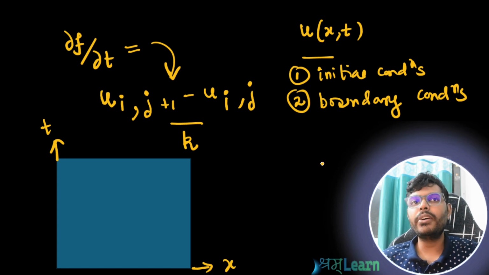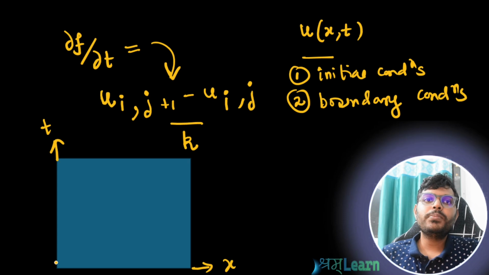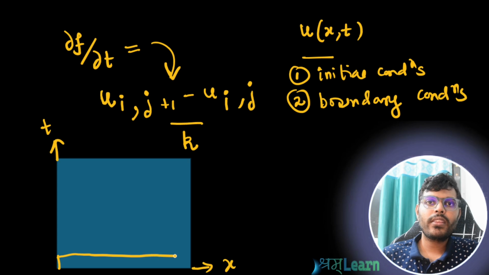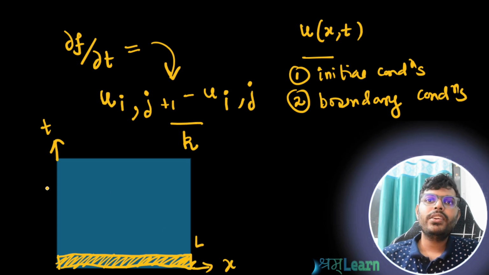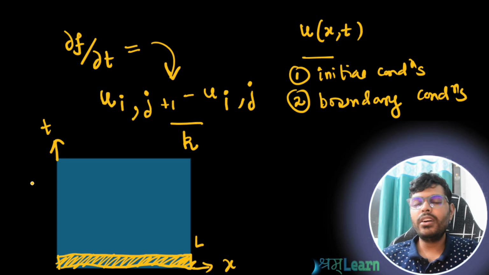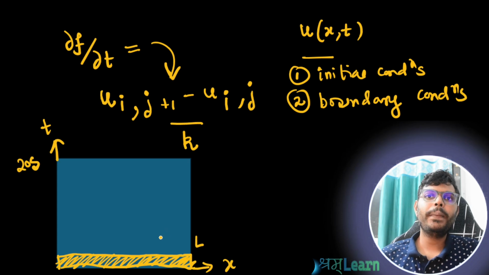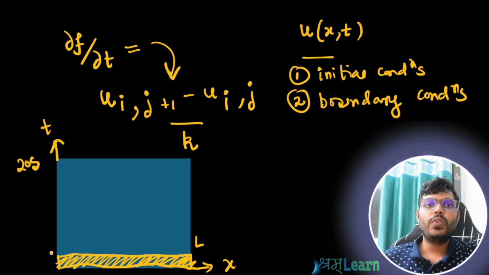A few conditions are boundary conditions. Let's suppose this is a hot rod of length, let's suppose L, and we want to find how the temperature evolves with time. Let's suppose for 20 seconds. And what are the boundary conditions? What is the f function here? F is nothing but temperature.